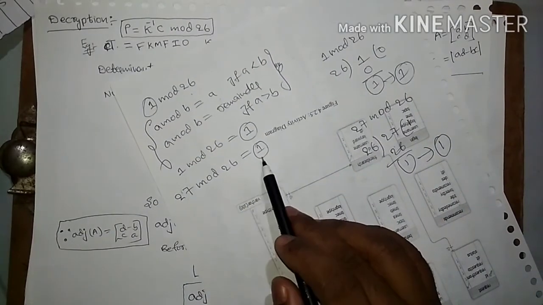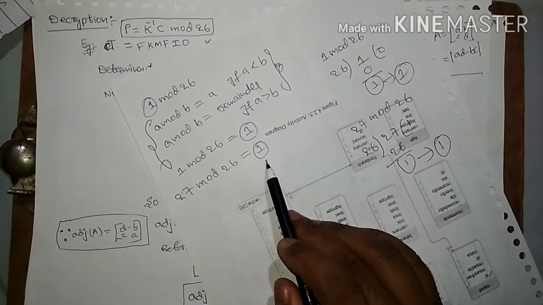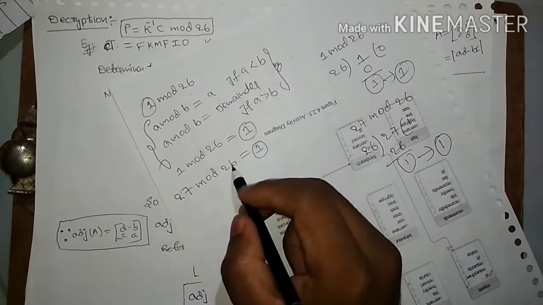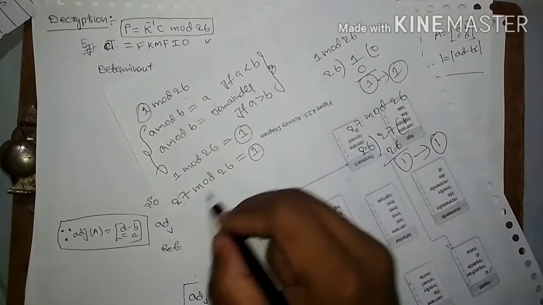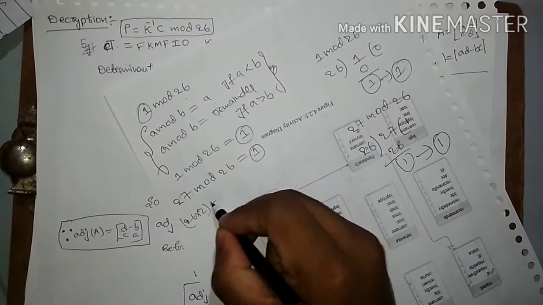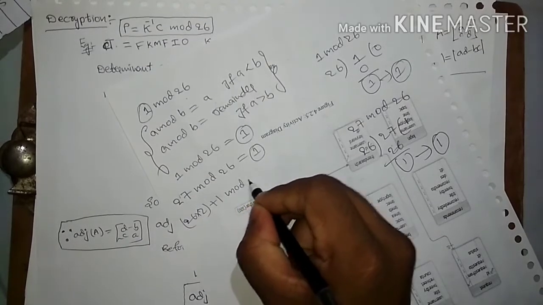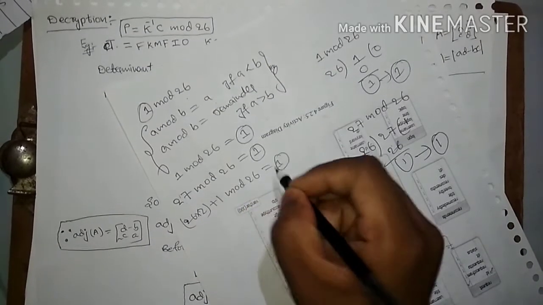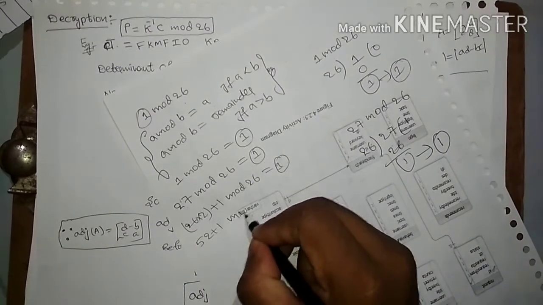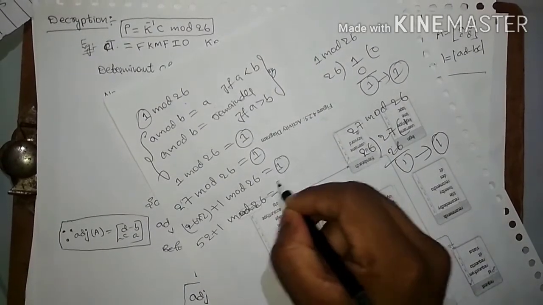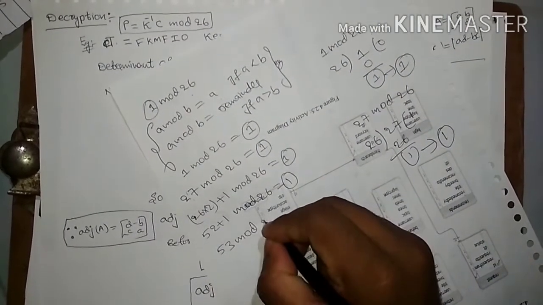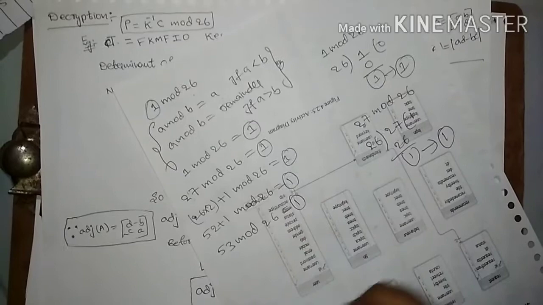So 27 mod 26 also gives 1. Next, 26 into 2 is 52, so plus 1. 26 into 2 plus 1 mod 26 gives 1. So 53 mod 26 gives 1.